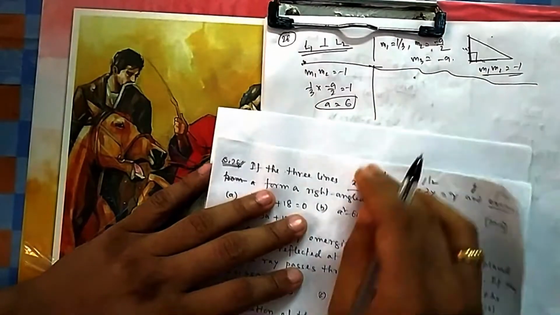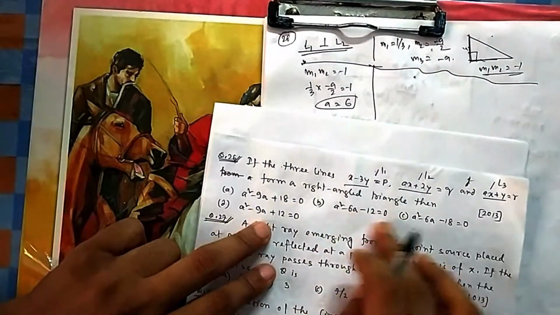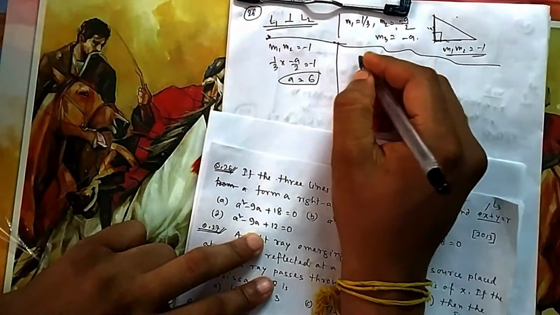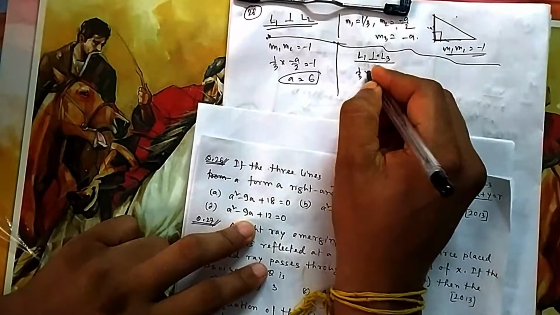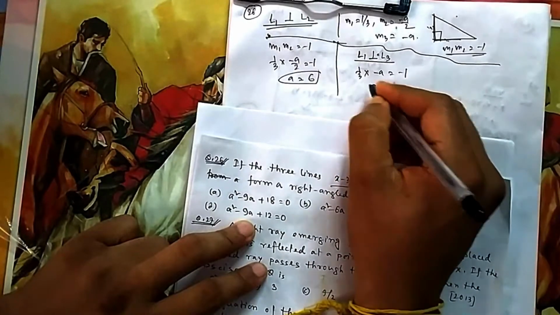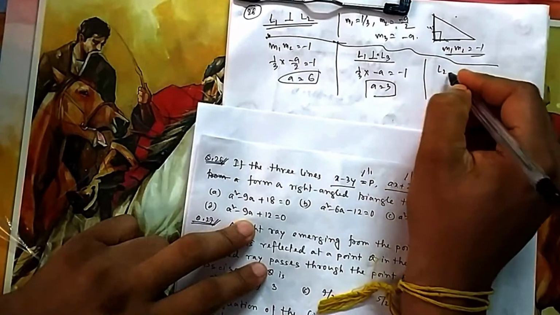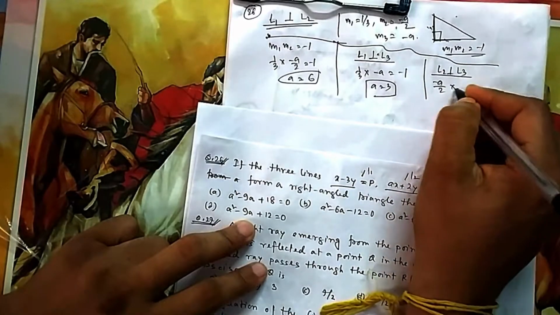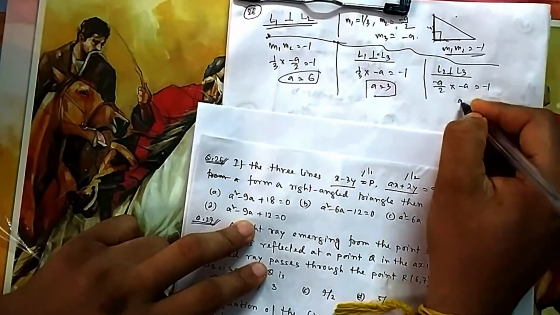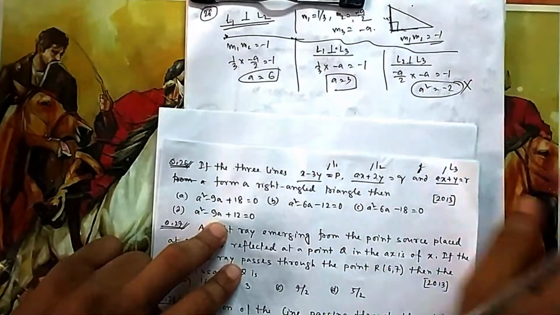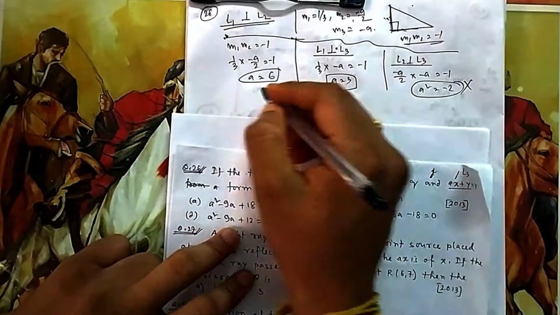Another one. Let me check which option it is. You can check which one is satisfied by 6, or you can do it because the steps are small. Suppose L1 and L3: 1 by 3 into minus a is equal to minus 1. So a is equal to 3. This can also be an option. Or L2 perpendicular to L3, this is the last one: minus a by 2 into minus a should be equal to minus 1, or a square should be equal to minus 2. A square cannot be minus 2, because a square is always positive. So these two are the options.